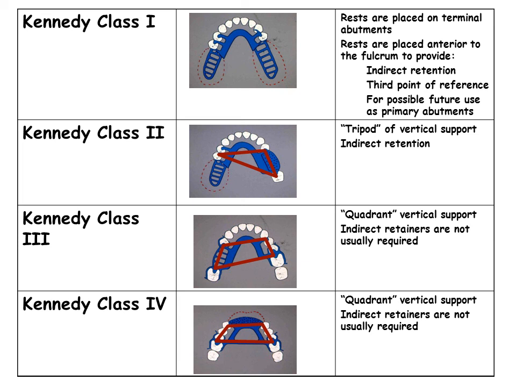Table format of rest placement shown. Most partial dentures may derive sufficient resistance to vertical displacement with 4 widely placed rests.